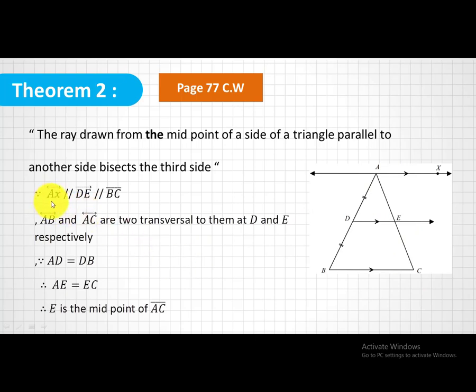Since straight line AX is parallel to ray DE is parallel to line segment BC, and straight line AB and straight line AC are two transversals to them at D and E. Since AD equals DB, therefore AE equals EC, means point E is the midpoint of line segment AC.